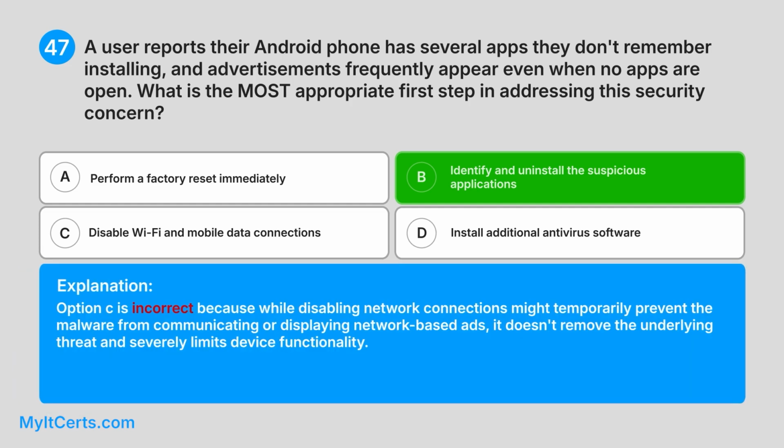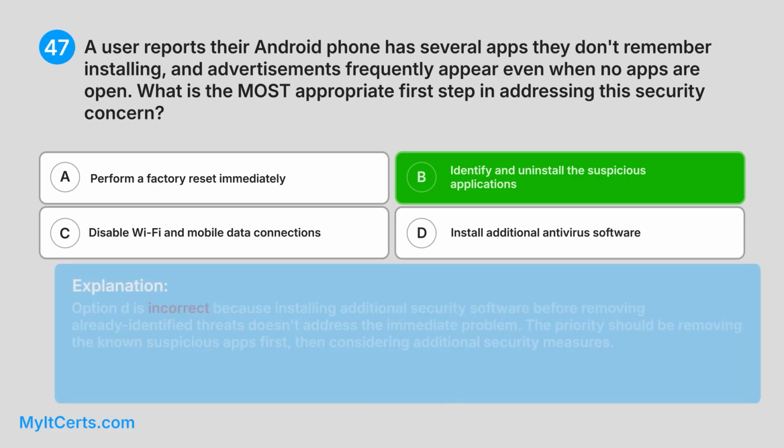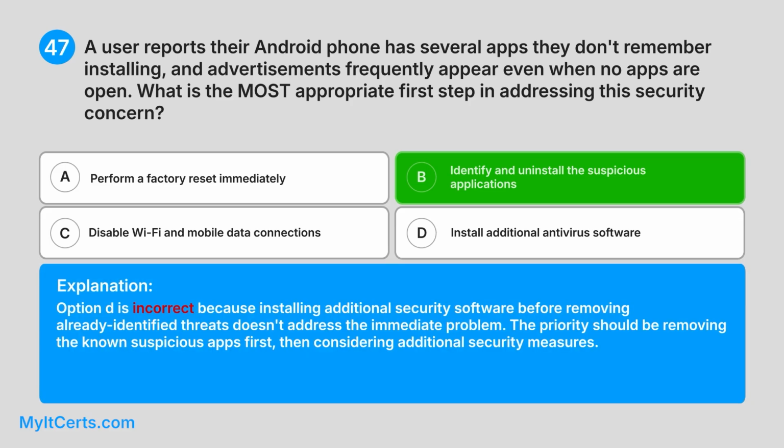Option C, disable Wi-Fi and mobile data connections, is incorrect because while disabling network connections might temporarily prevent the malware from communicating or displaying network-based ads, it doesn't remove the underlying threat and severely limits device functionality. Option D, install additional antivirus software, is incorrect because installing additional security software before removing already identified threats doesn't address the immediate problem. The priority should be removing the known suspicious apps first, then considering additional security measures.